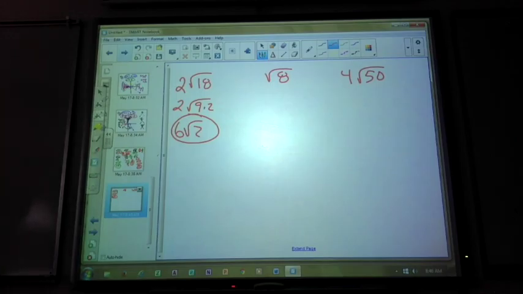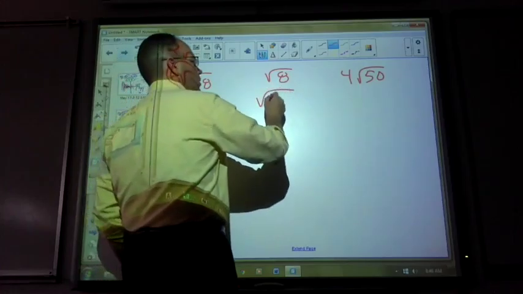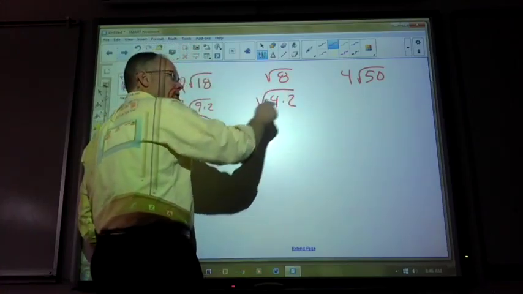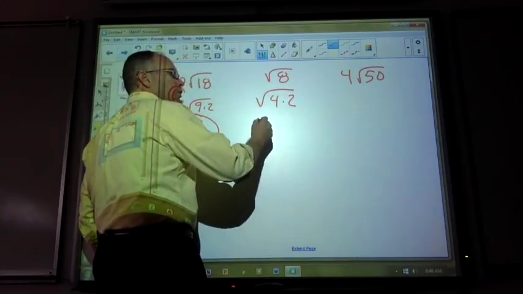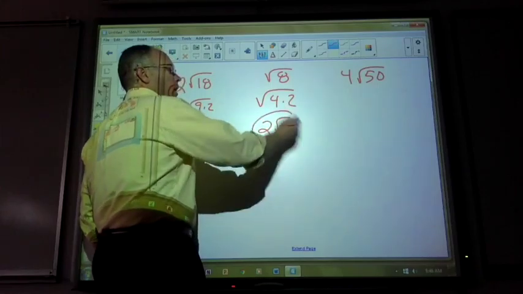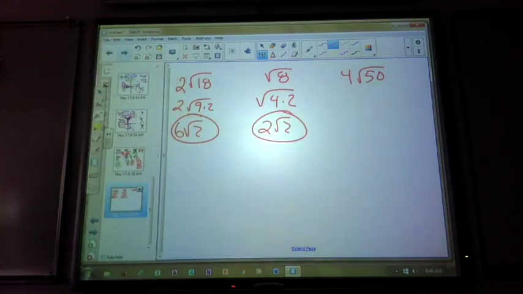Where does 8 break down to? 4 and 2. What's the answer then? 2 root 2. Why is it 2 root 2 and not 4 root 2? Because the square root of 4 is 2.